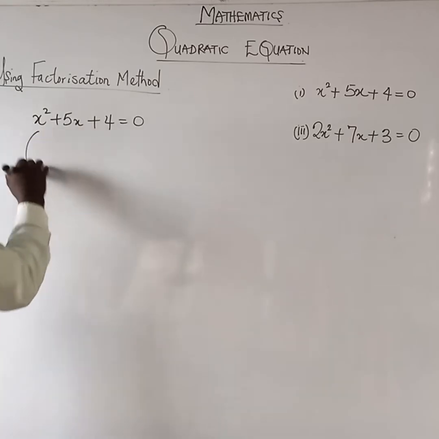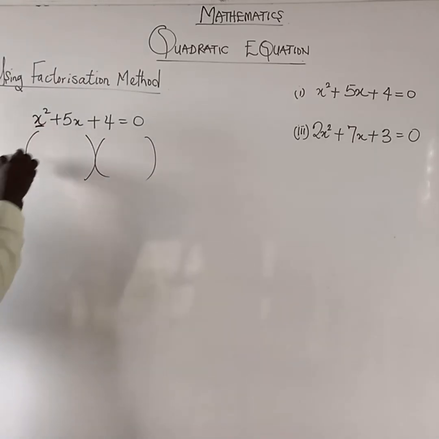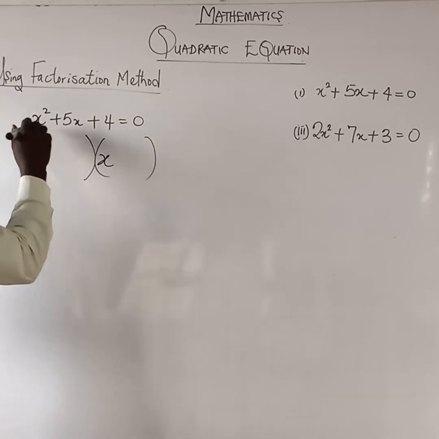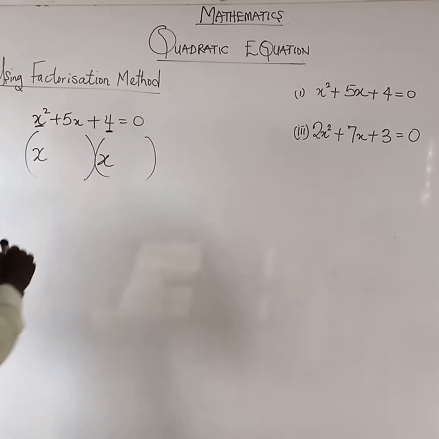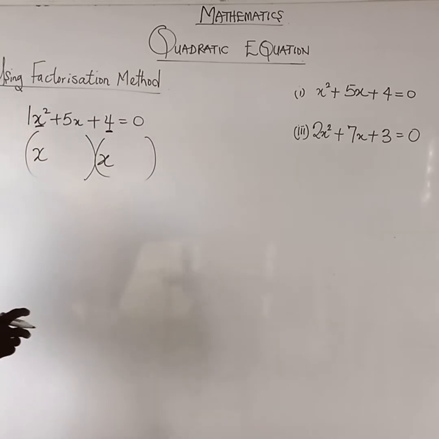By doing this, we have two open brackets. We have x squared, so we have the x here, because by the time you multiply the x together, it gives us x squared. Then what is the factor? I mean the constant. We have 4 as a constant and 1 as coefficient of x squared.